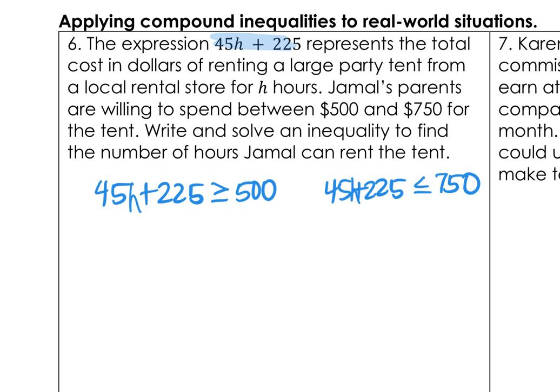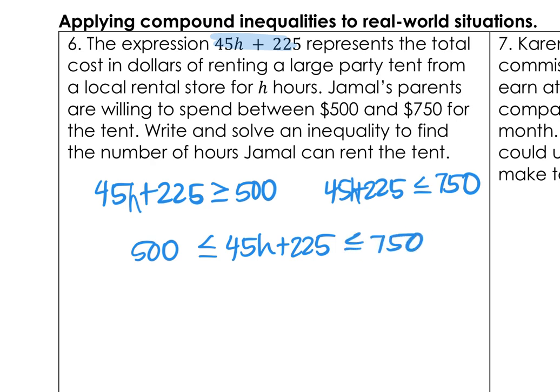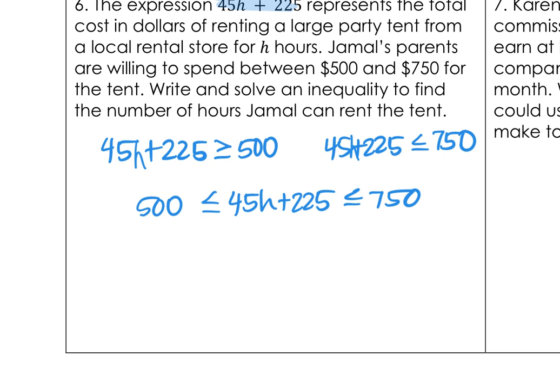Instead of writing that twice, we'll just write it in the middle. 45h plus 225. Now remember, that 500, that's the least amount, so that's the minimum. So we're going to write that first, and the gator mouth is eating the expression, and we got 500. And then we'll just put this endpoint down here. So less than or equal to 750. So the number of hours is going to be in the middle of the minimum and the maximum.